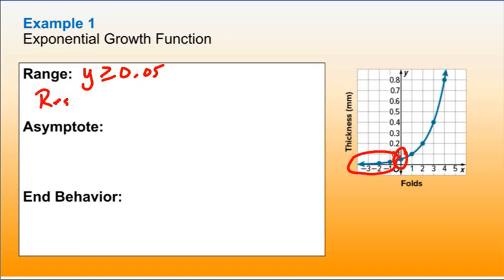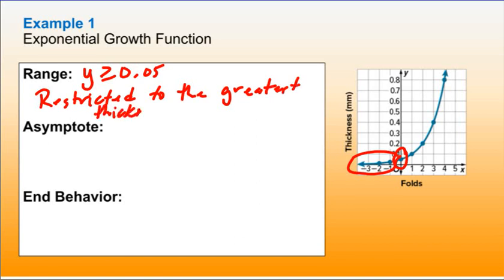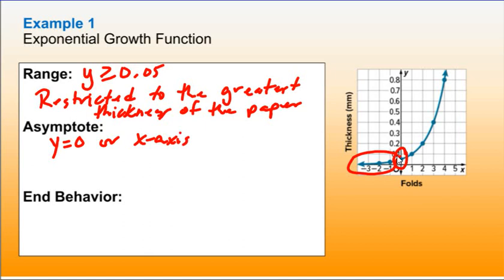to the greatest thickness of the paper. The asymptote would be when y equals 0, or you can think of the x-axis, which means that the thickness has to be greater than 0.